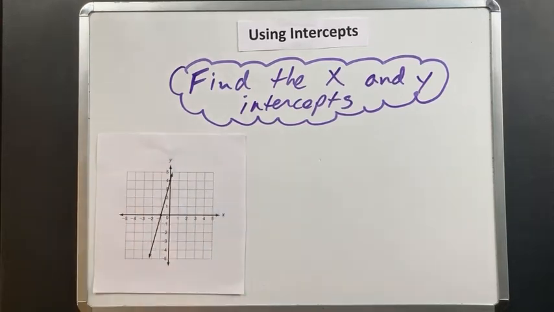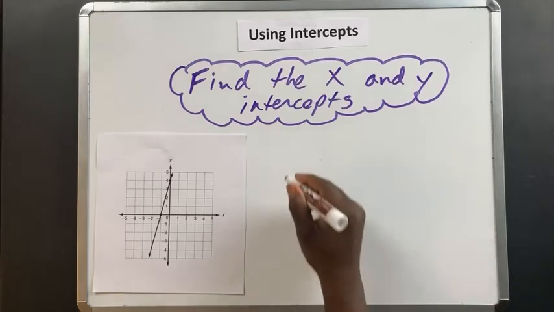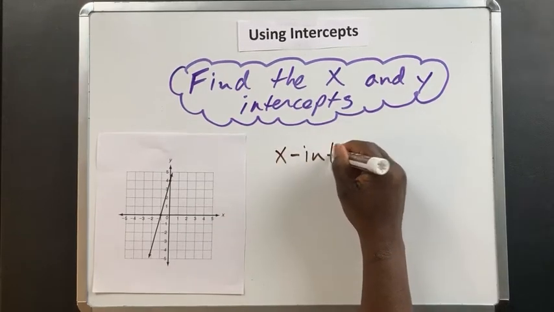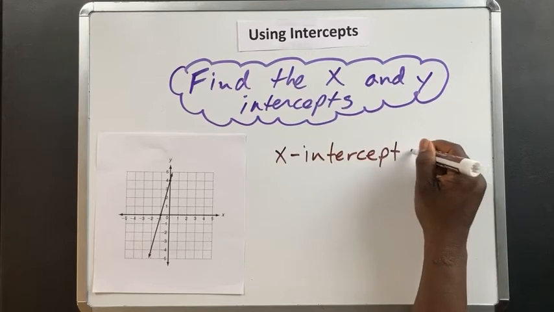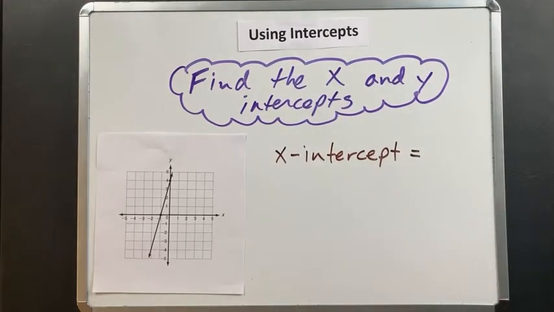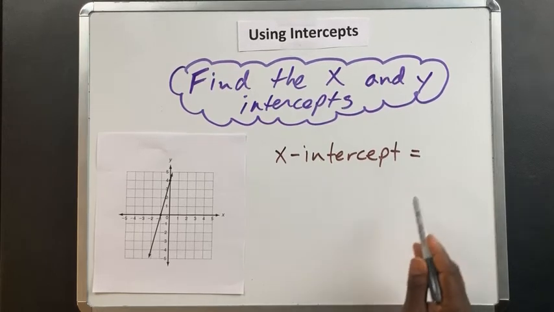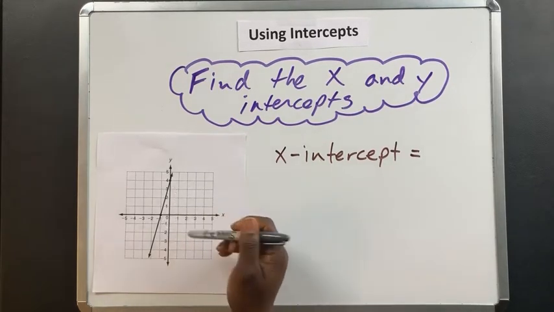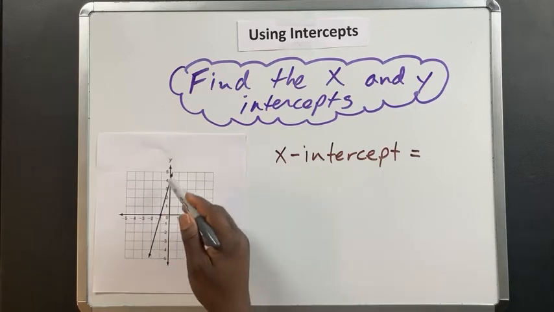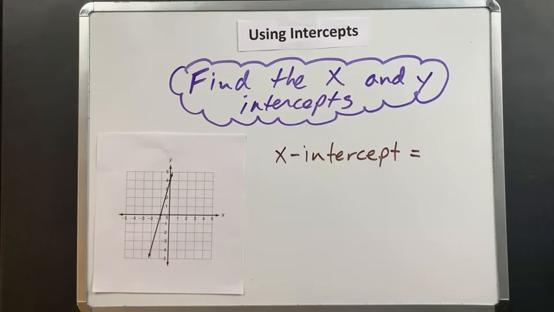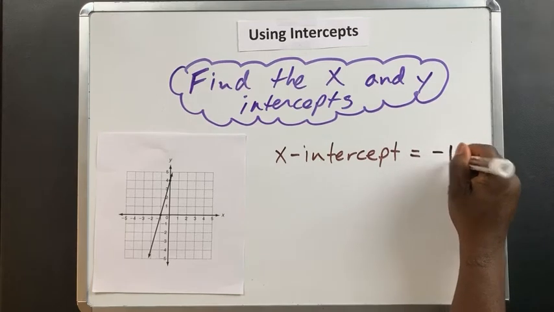Let's see what we come up with. Let's start with the x-intercept. Remember, the x-intercept is the point along the graph where it intersects the x-axis. We have a straight line, a linear function. We see it's right there at -1. So the x-intercept equals -1.